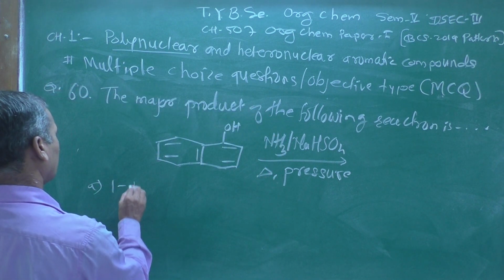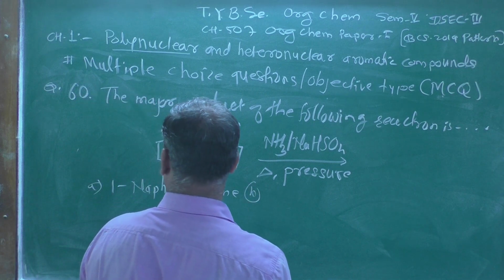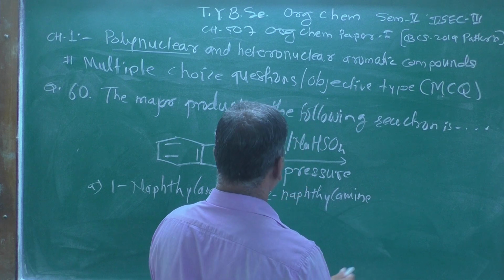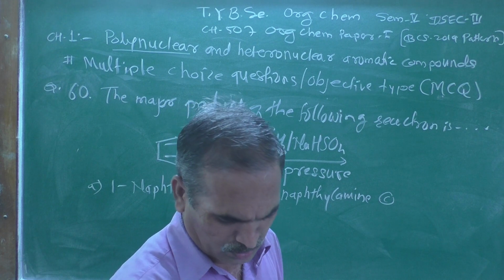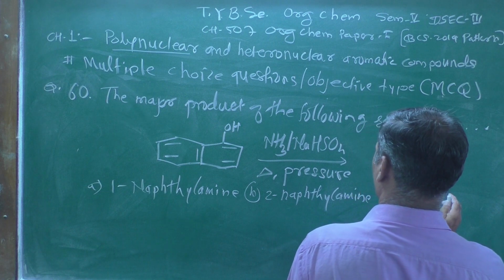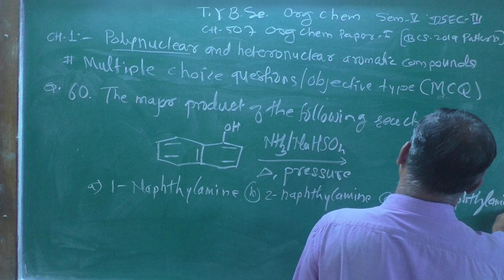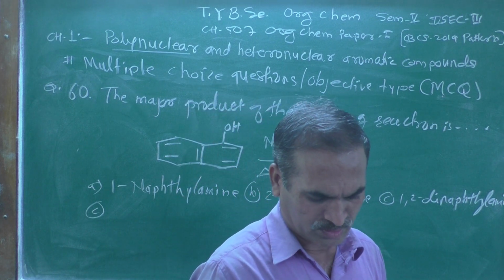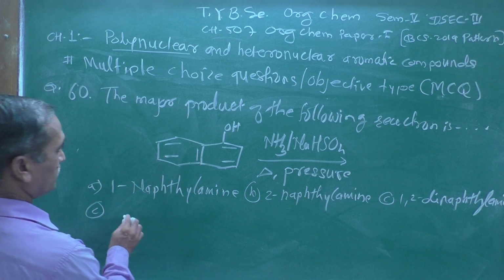Option A is 1-naphthylamine, and B, the structure of B is 2-naphthylamine, and C would be 1,2-dinaphthylamine, and D option would be all of these.